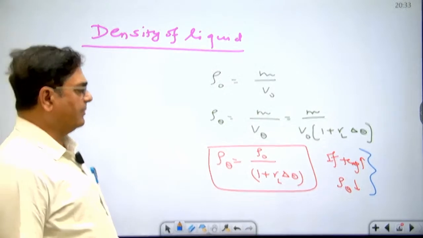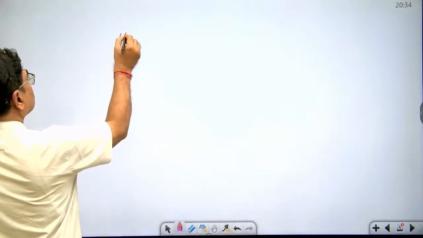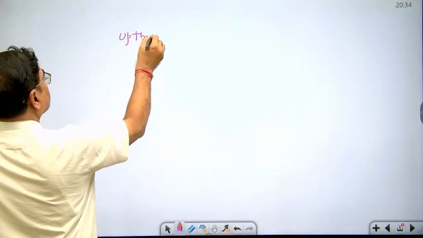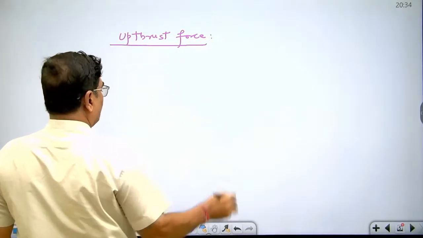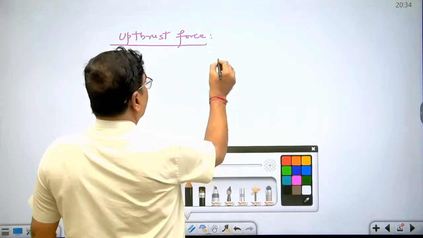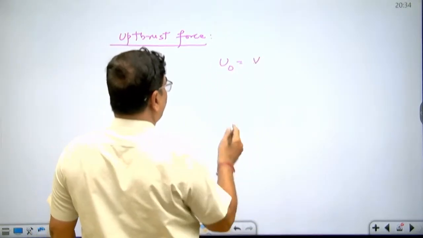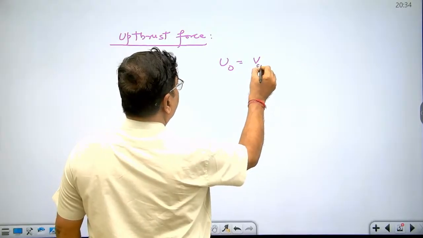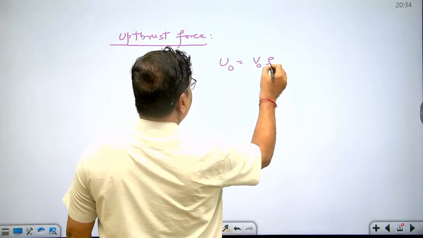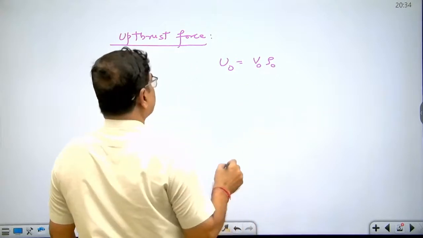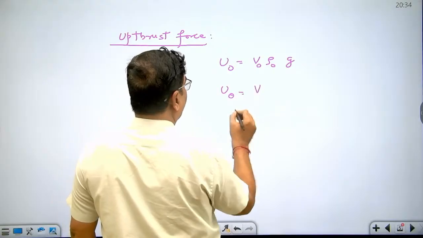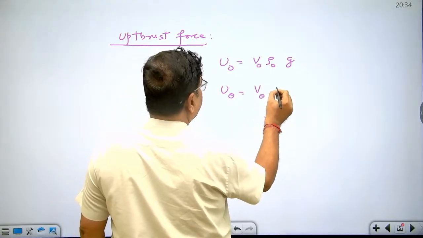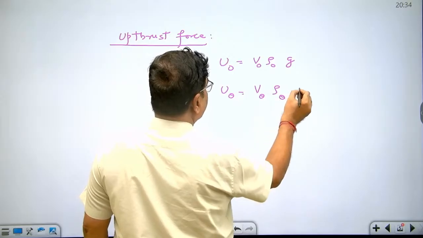Now I am telling you about the upthrust force. Upthrust force at 0 degree centigrade equals volume of liquid displaced at 0 degree centigrade times density of liquid at 0 degree centigrade times g. Dear student, upthrust force at theta degree centigrade equals volume of liquid displaced at theta degree centigrade times density of liquid at theta degree centigrade times g.